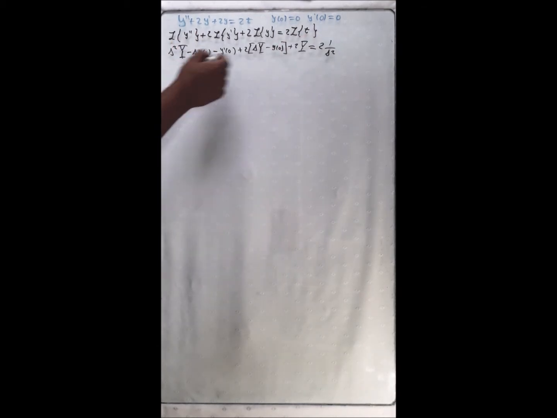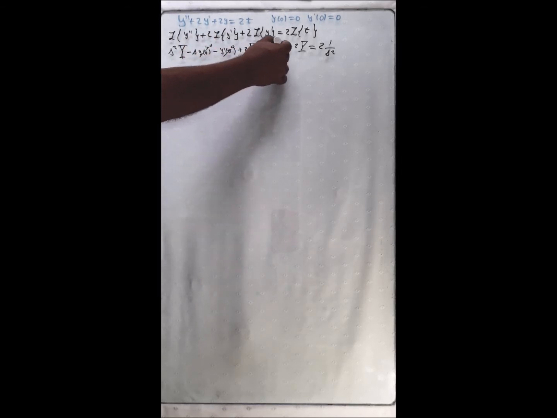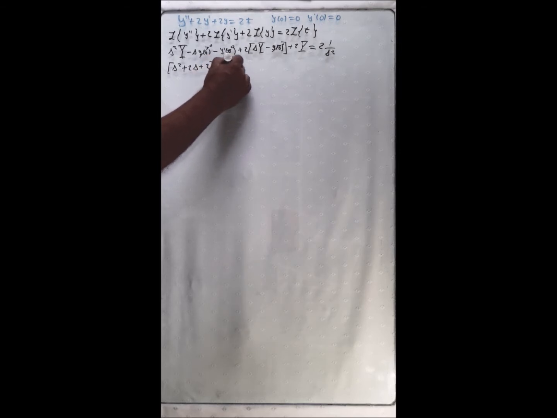Okay, the initial conditions are inserted at the beginning of the problem, so this is 0, this is 0, and this is 0. So what you get is these three numbers, where you can make a factorization: s squared plus 2s plus 2, times capital Y, and that is equal to 2 over s squared.